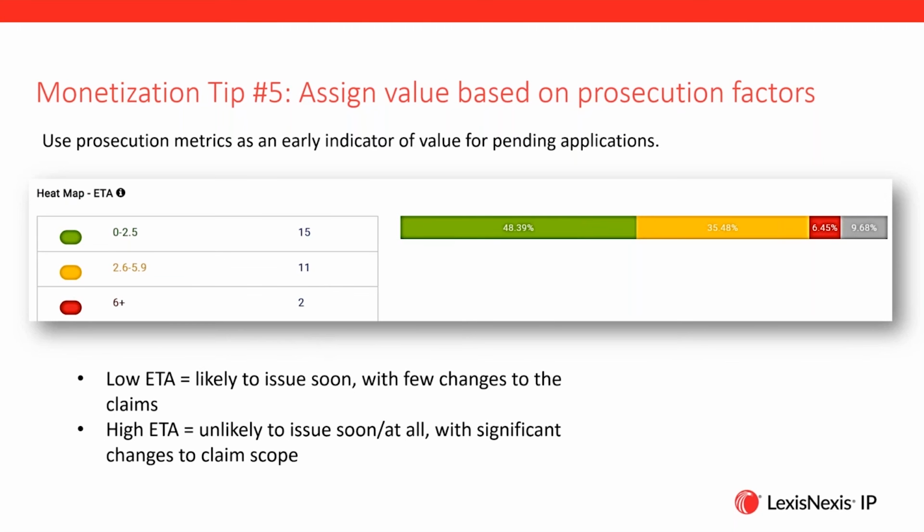So you could do this analysis by overlaying any number of prosecution factors onto a pending portfolio. A number of office actions, whether or not there was an appeal. I won't get into my opinions on which prosecution factors are correlated with high value. I know some people think that long prosecution is actually correlated with high value. Others will argue that low prosecution, or short prosecution, is correlated with high value. Whatever your system, you can use Patent Advisor to score pending applications based on these factors.